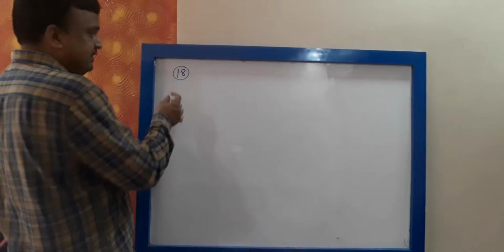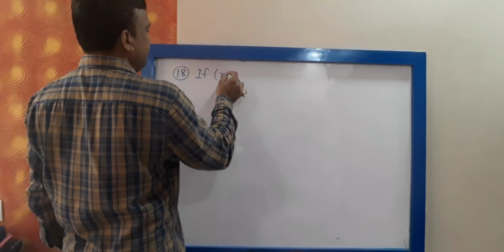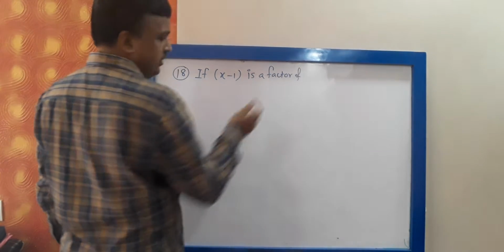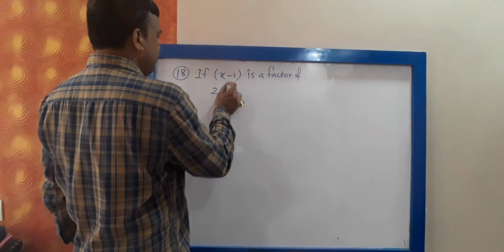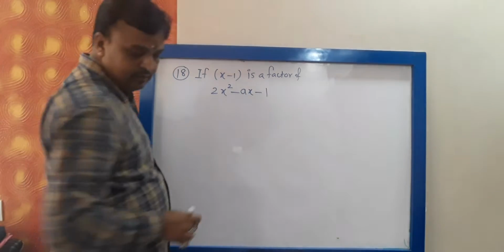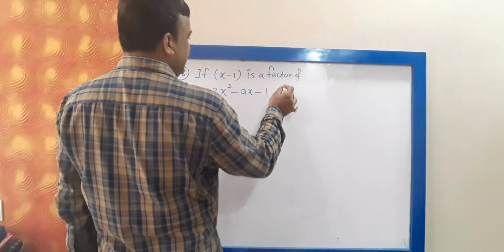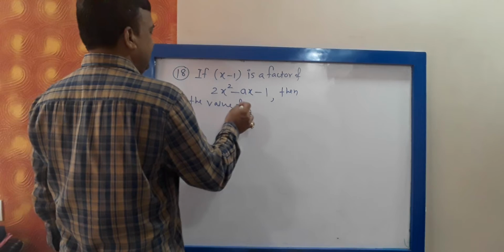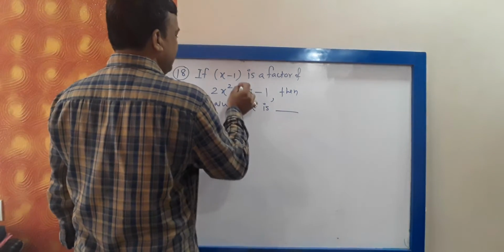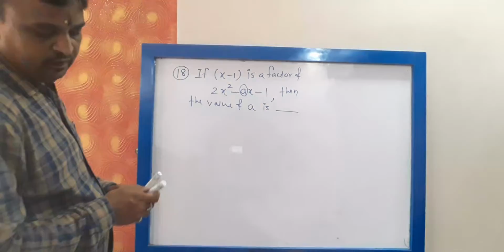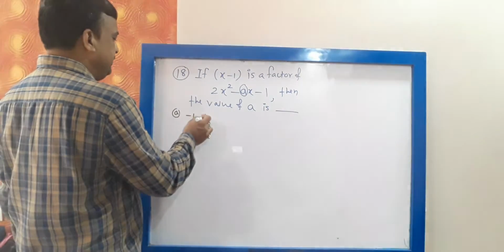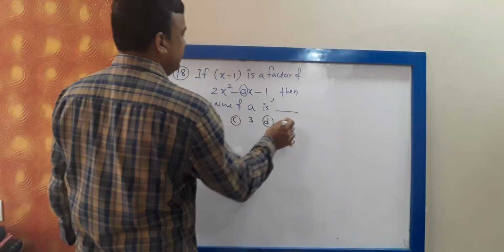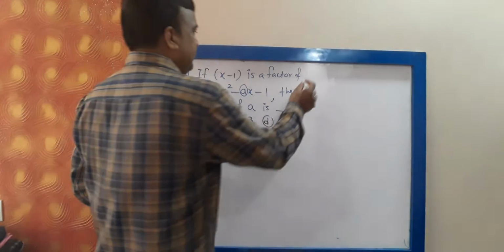If x minus 1 is a factor of the polynomial 2x square minus ax minus 1, then the value of a is: option A minus 1, B plus 1, C 3 and D minus 3. So this is from the factor theorem.